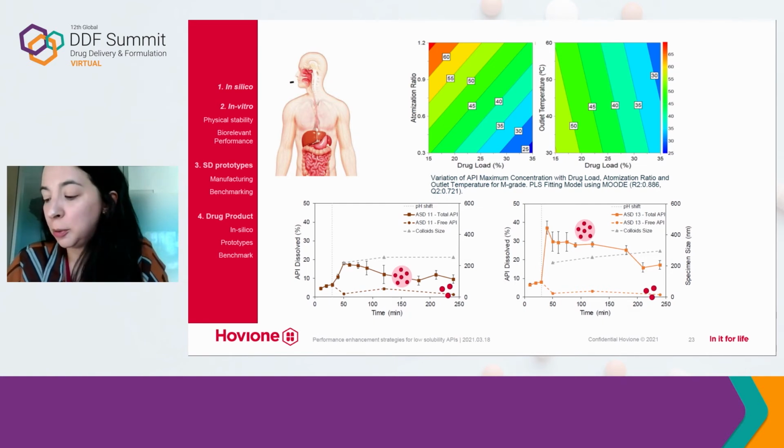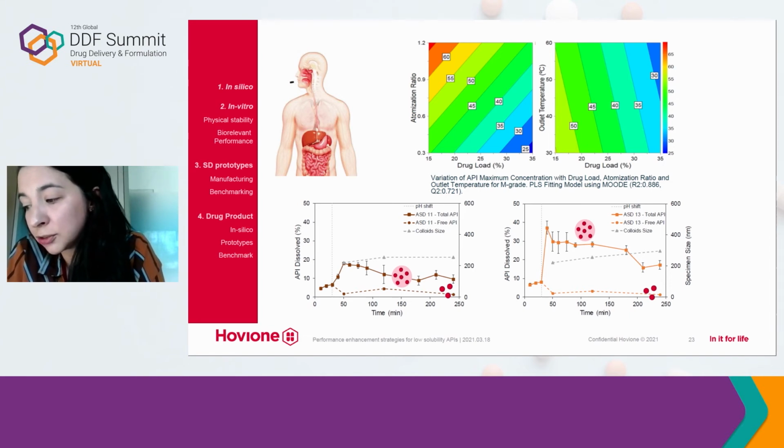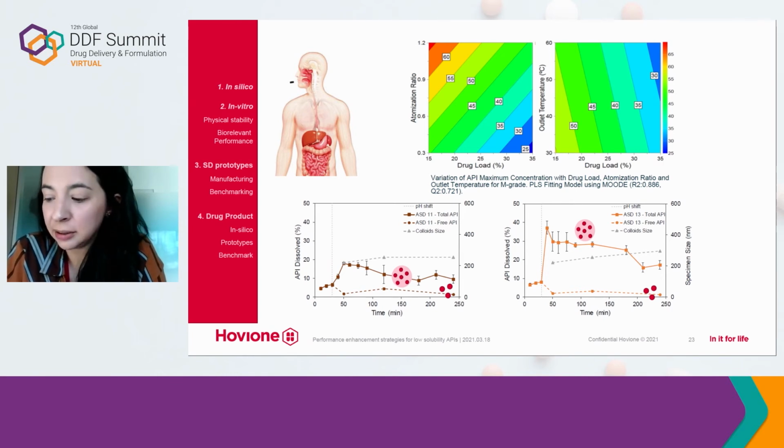In the end, it is possible to understand and correlate process parameters and performance and infer what impacts this enhancement most, either being the drug load, the particle size, or the particle morphology.